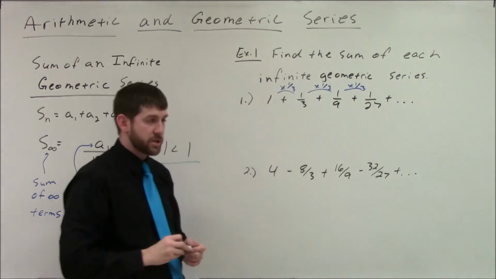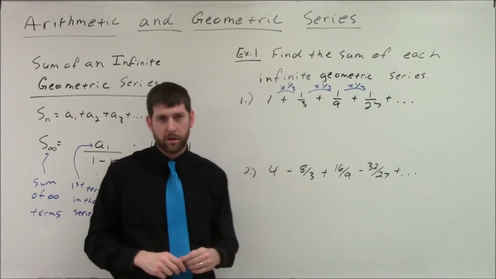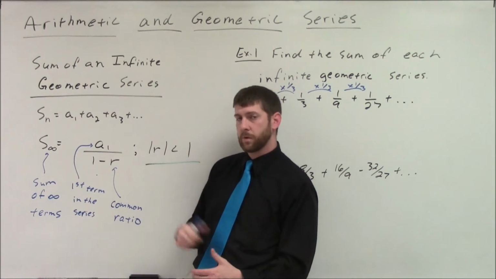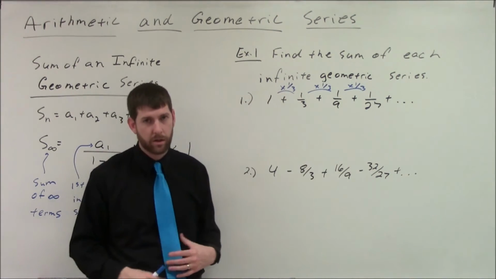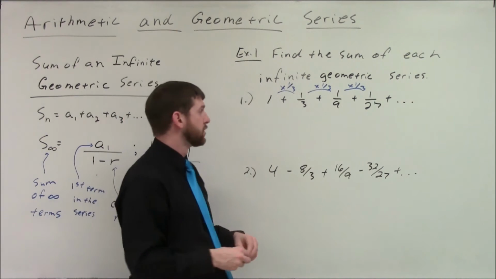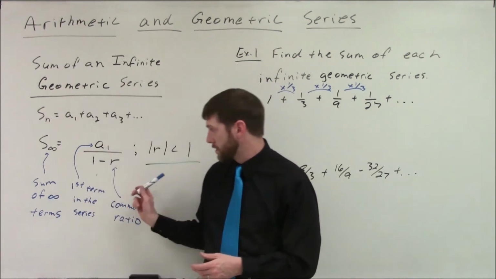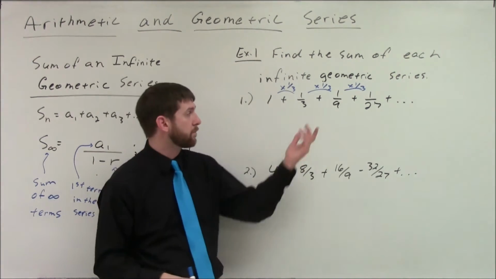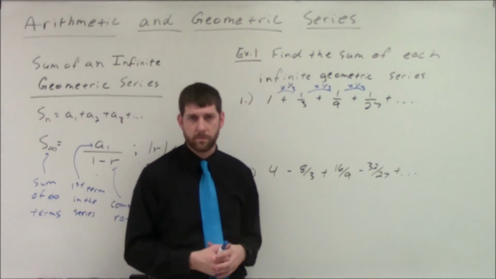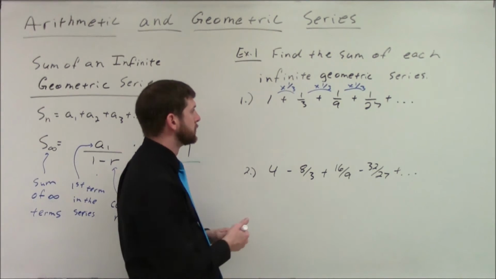And then we have to ask ourselves, is that R between 0 and 1? That's what absolute value of R less than 1 means. Is the absolute value of that number between 0 and 1? And yes, it is. So we meet the criteria to be able to use this formula. If it had been bigger than 1, say it had been multiplied by 3 every time, then we would just say not possible. There is no sum.